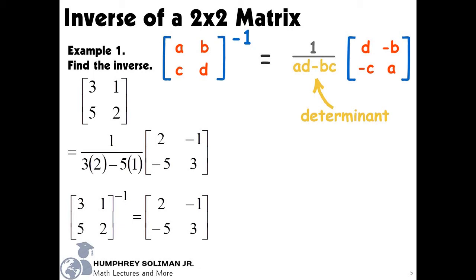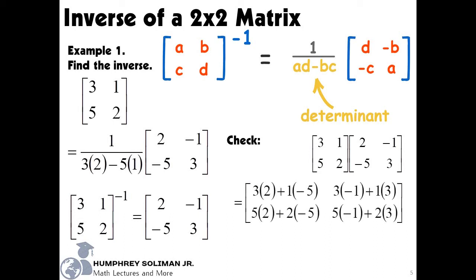Now, to be able to check if this inverse is correct, let's try to multiply and see if we will get an identity matrix. For the element A11, we have 3 times 2, plus 1 times negative 5. For the element A21, we have 5 times 2, plus 2 times negative 5. For the element A12, we have 3 times negative 1, plus 1 times 3. For the element A22, we have 5 times negative 1, plus 2 times 3. Solving each of the elements, we will get an identity matrix, so the inverse is correct.